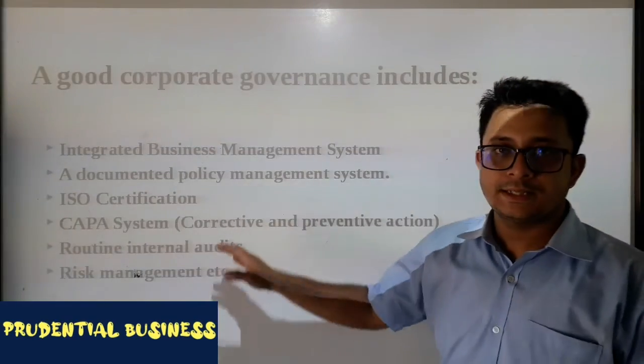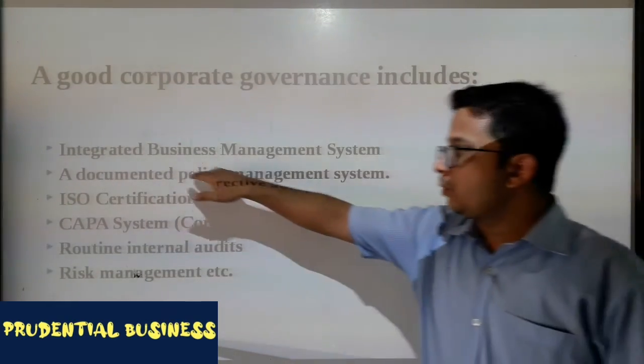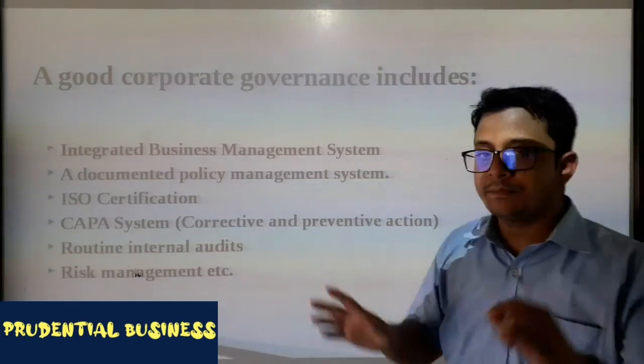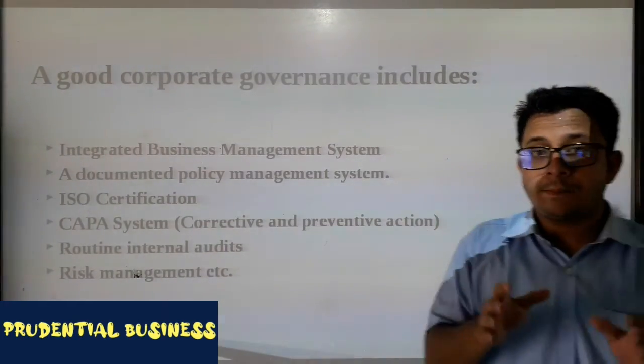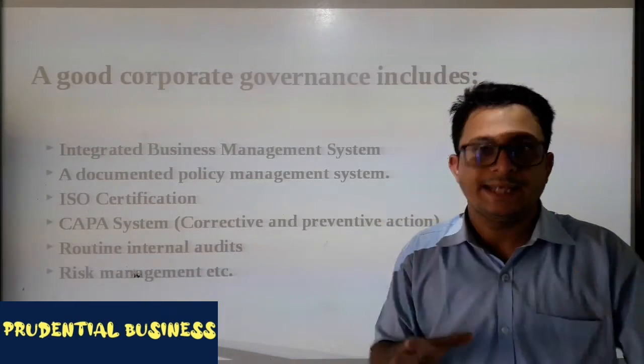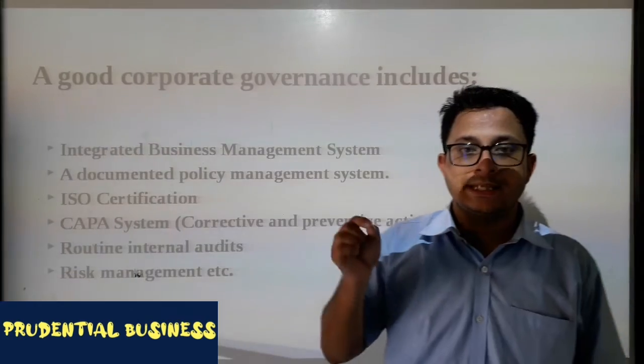So we will be discussing the contents of good corporate governance. Number one is the integrated business management system. In this system, all the departments of a particular organization will be integrated. When it is integrated, they will be working as a team.